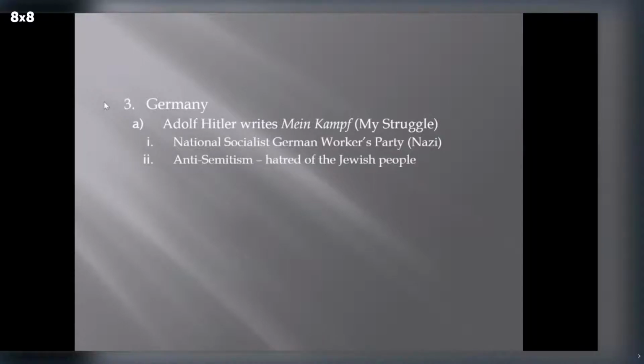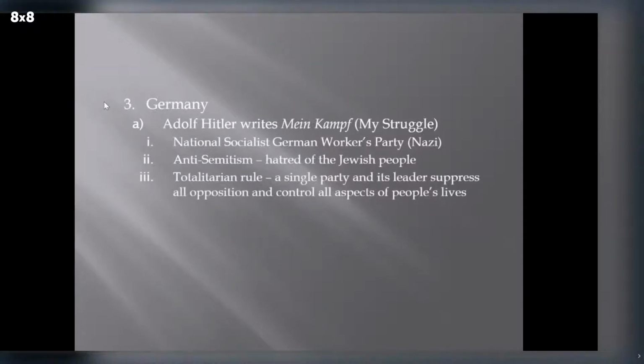He hated Jewish people. He believed that he was a member of what was called an Aryan race, or a pure white race, when the Aryans were actually people from the area known as Iran. They were Persians. Those are true Aryans or Caucasians. He believed in totalitarian rule, that a single party and its leader can put down all opposition, and he believed in controlling every aspect of the people's lives, what they said, what they ate, where they went, who they hung out with.